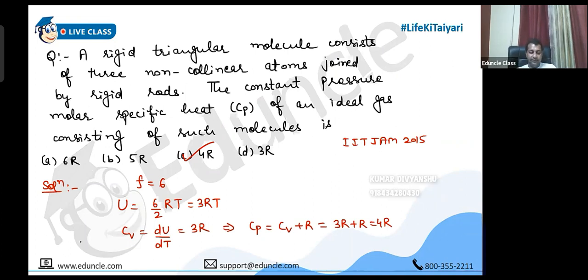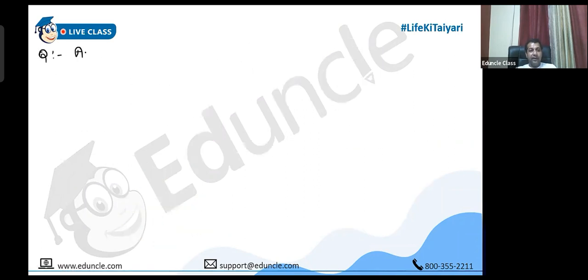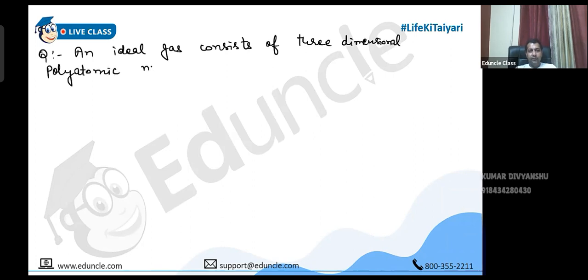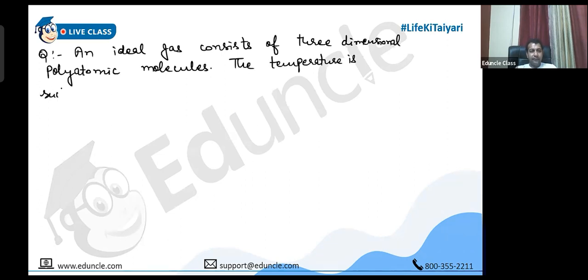Now there is another one in IIT Jam 2018 related to this. An ideal gas consists of 3-dimensional polyatomic molecules. The temperature is such that only one, now see, it is clearly given, only one vibrational mode is excited.